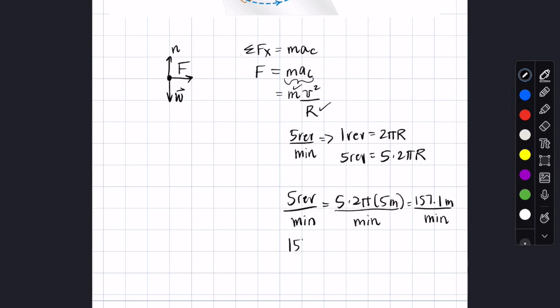So 157.1 meters every minute. We're going to multiply that by 1 minute every 60 seconds. And that's going to give us the velocity of that, or technically it's the average velocity, right? It's the average velocity of that sled.